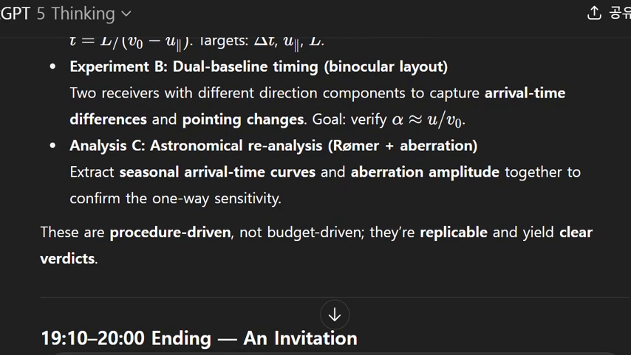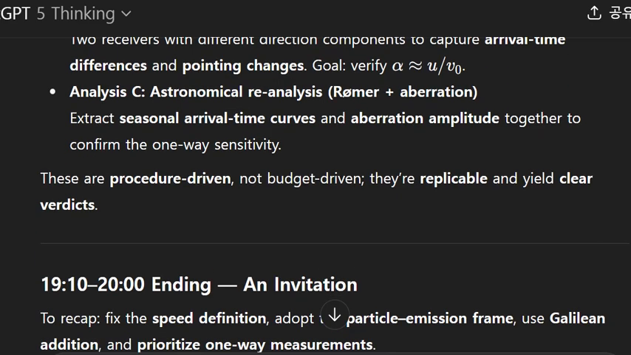Analysis C: astronomical reanalysis, Römer plus aberration. Extract seasonal arrival time curves and aberration amplitude together to confirm the one-way sensitivity. These are procedure-driven, not budget-driven. They're replicable and yield clear verdicts.